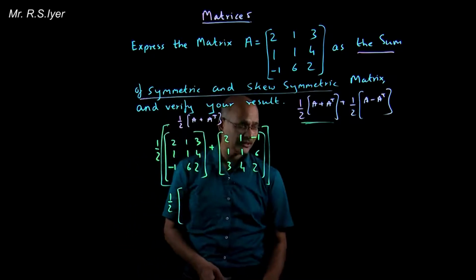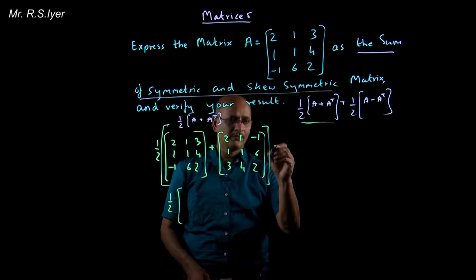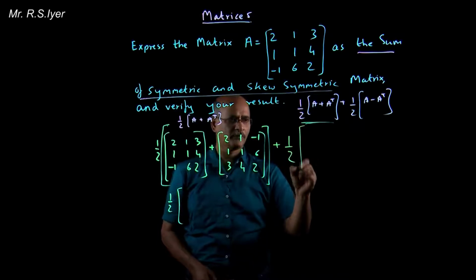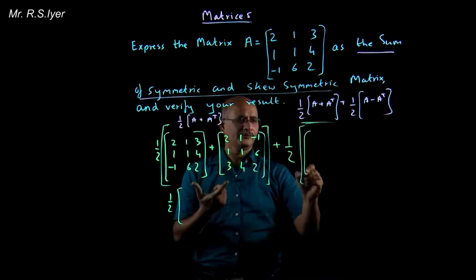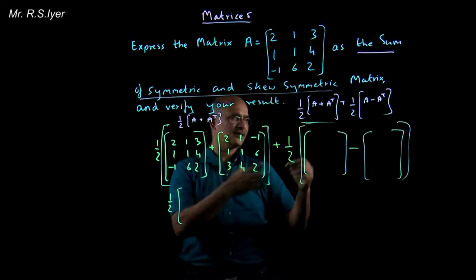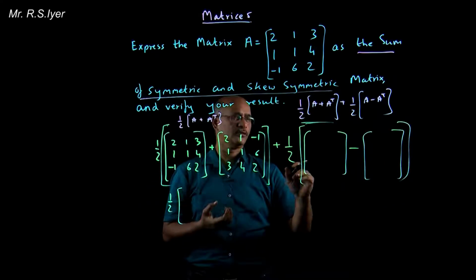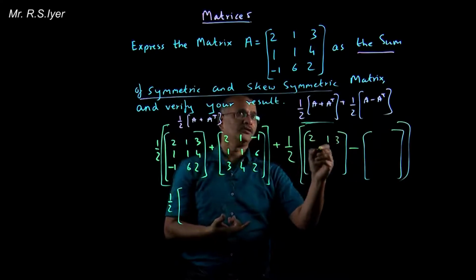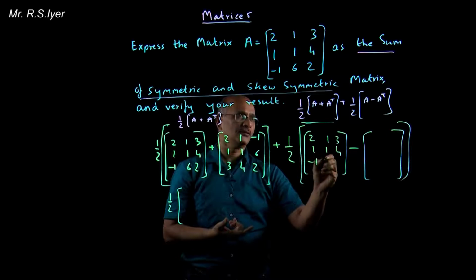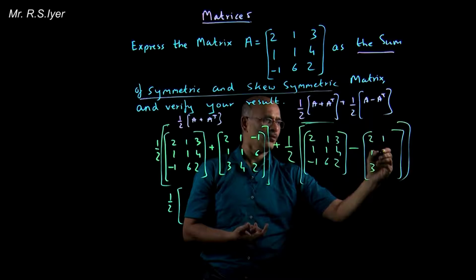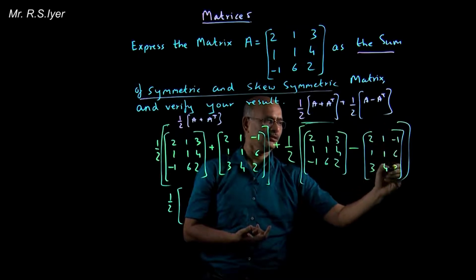So what is this point? Let us see this clarity. So plus half, that is A minus AT. I'll just work out simultaneously so that you understand exactly what I'm trying to do. That is A minus AT, copy the matrix A here. So 2, 1, 3, 1, 1, 4, minus 1, 6, 2. AT is 2, 1, 3, 1, 1, 4, and finally minus 1, 6 and 2.